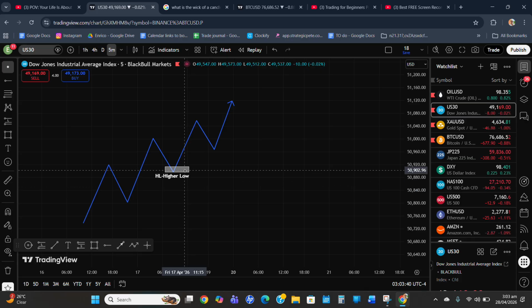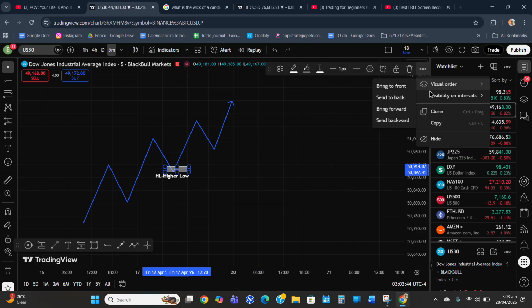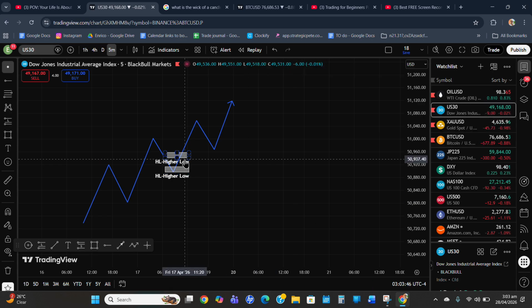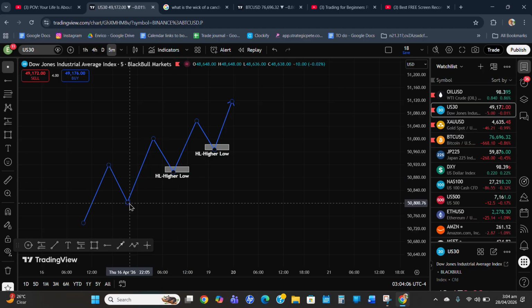Let me duplicate this as well. This is also a higher low. There was a feature where you could clone. Okay, there we go. It's also a higher low. Now, why is this called a higher low? Well, we see we're going up, right? So what you want to see is this low is higher than this low. So we call it a higher low.